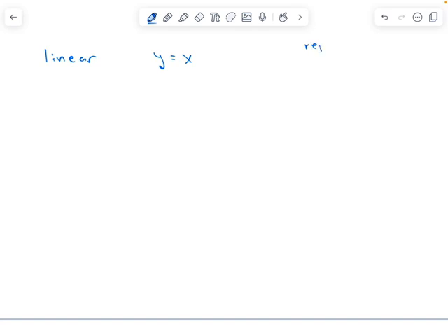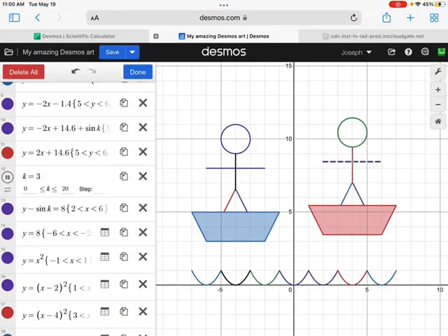You're going to replace y with parentheses y minus k. And you're going to replace x with x minus h. And let me show you what that looks like for a linear. Let's go into Desmos and I'll show you what that transformation is going to do.